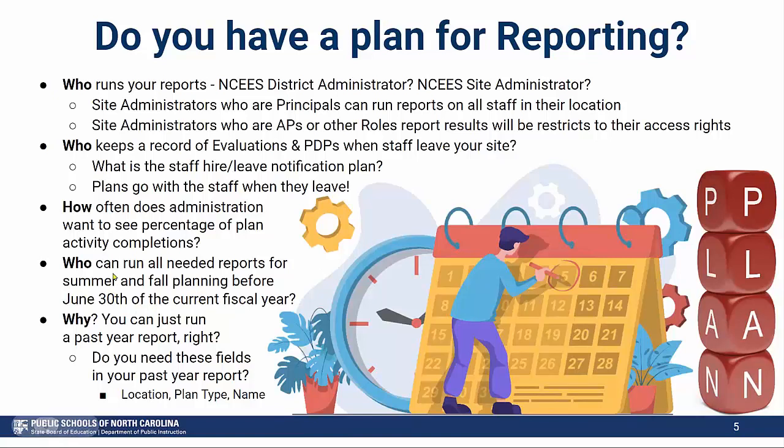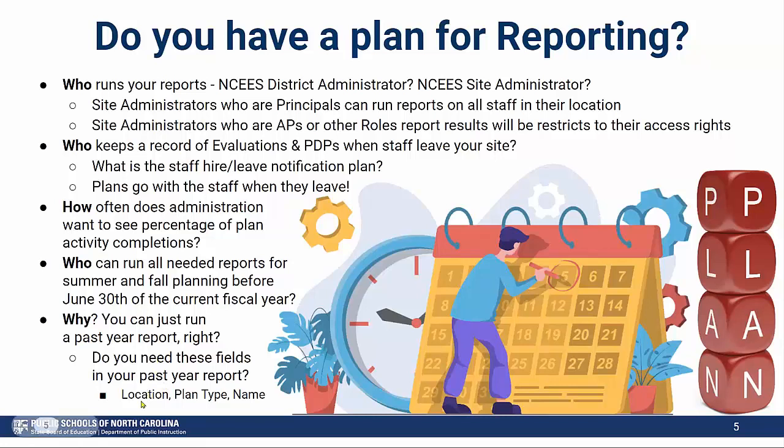You need to run reports during the current school year in NCEES. Why? Can't I just wait and run a past year report later? Not really. We do have past year reports in NCEES, but if you need these fields to print what it was at the time of the year, so people's locations, what school were they at in 2021 or 2020, the plan type they had in 2020, or their name, even their name if they've changed their name. NCEES will report current settings for each of those field types. So if you're including these fields on a past year report, it's only going to report this year's settings.